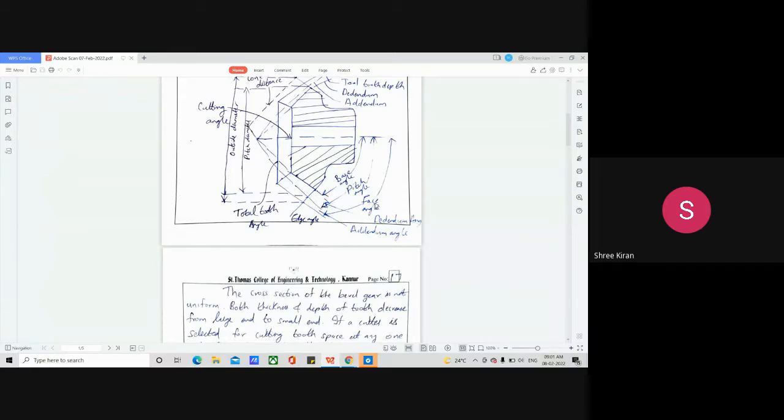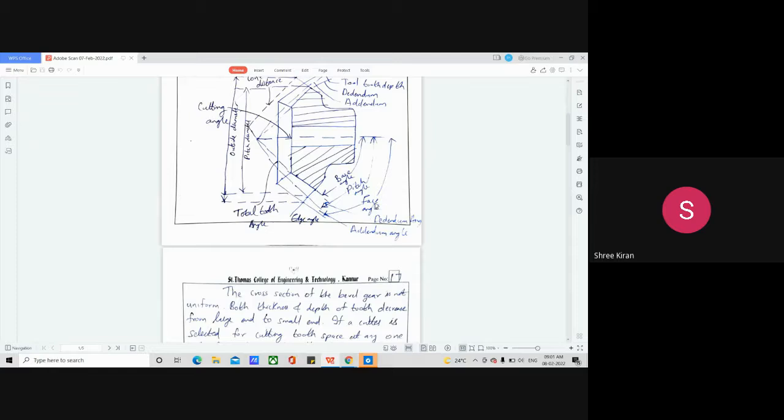Then, if a cutter is selected for cutting tooth space at any one end of the tooth, it will not be correct for the other end of the tooth. So if we have a cutter which is selected for cutting tooth space at any one end, it will not be correct for the other end.